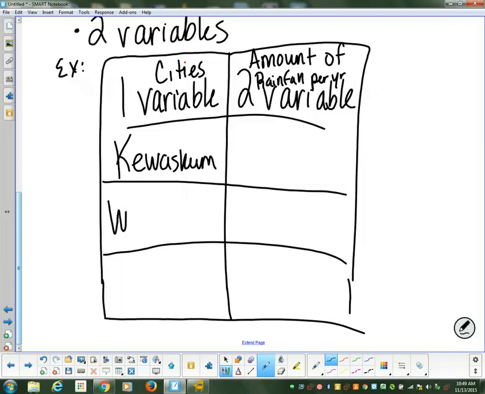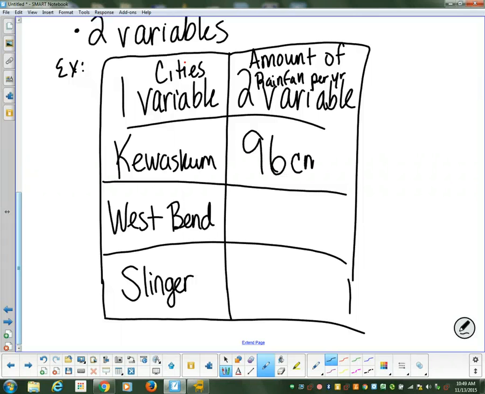And let's take West Bend. And let's take Slinger. And I'm just going to make up some numbers for the amount of rainfall per year for Kewaskum. Let's just say that we get 96 centimeters. We'll say that West Bend gets 94 centimeters. And we'll say that Slinger gets 86 centimeters of rain per year.